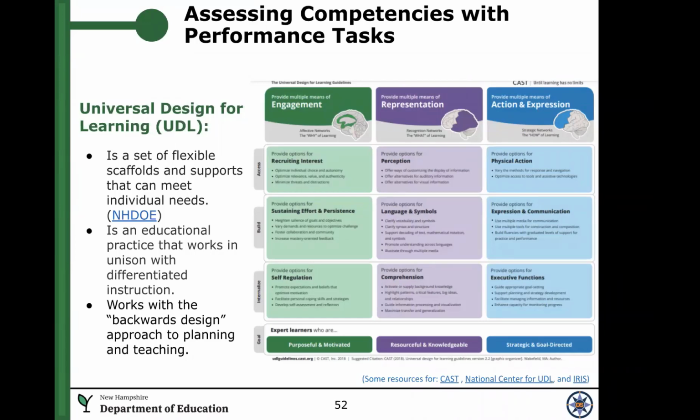So, some examples: CAST works with the New Hampshire DOE and has a set of flexible scaffolds and supports. This is an educational practice that works in unison with differentiated instruction, and it also works with backward design. What is the end result? And then how can we plan the learning opportunities for our students to meet that?